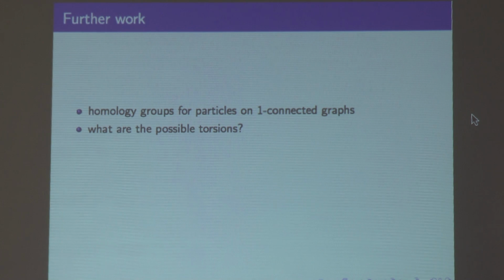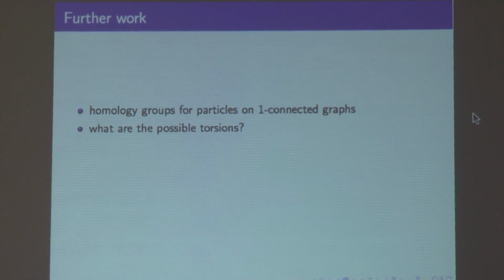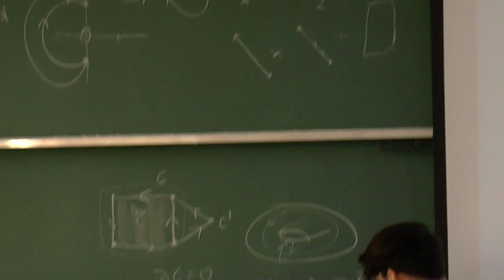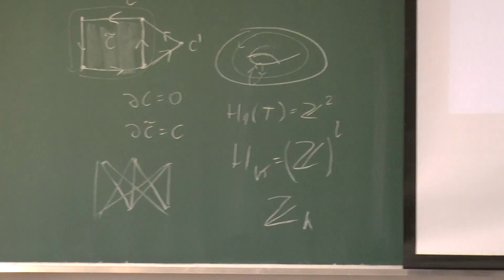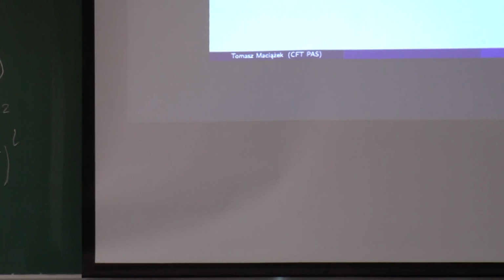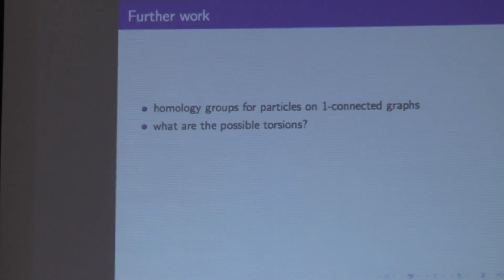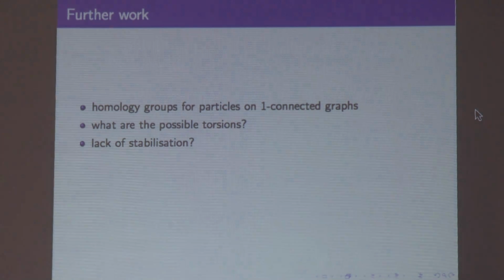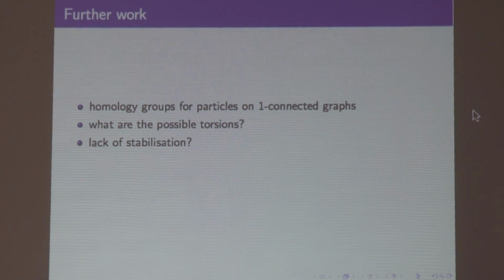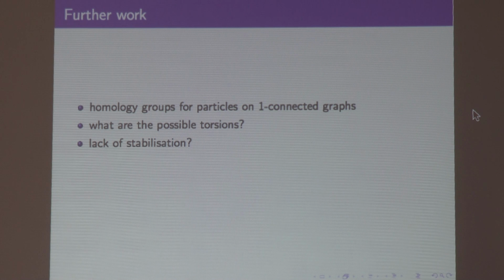Question about the possible torsions. The torsion is the part which is not the free part, not Z. Like the finite number of group elements, which is also not known, it is a big question for those configuration spaces. Question if there are any graphs where the homology groups stabilize. So we think that there are none, but we don't have a proof yet.